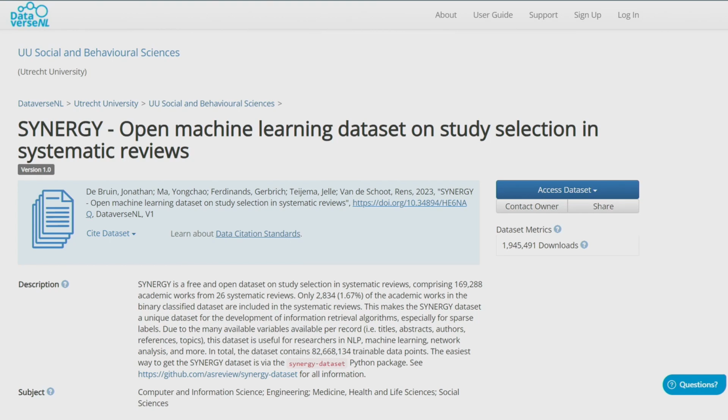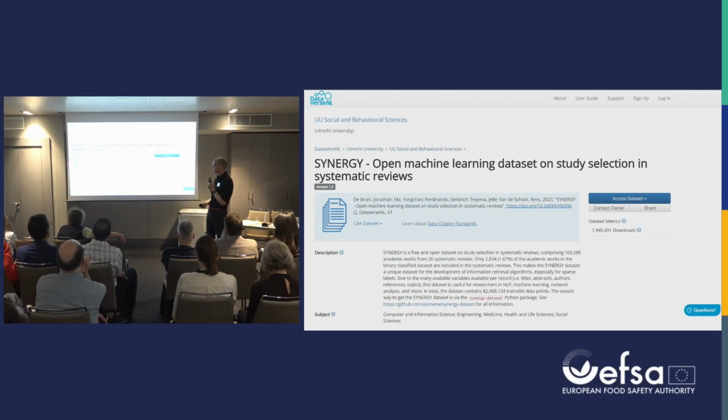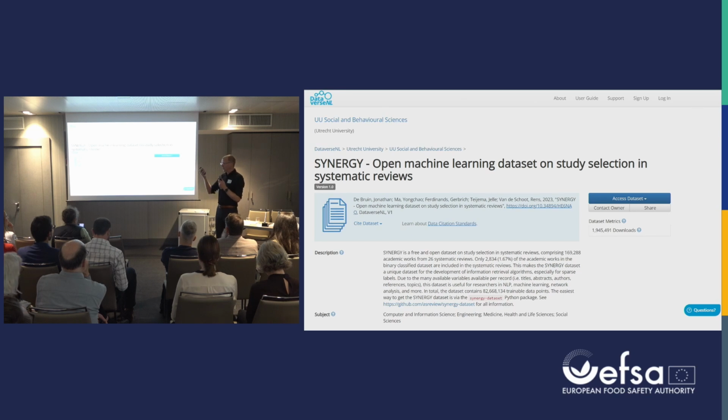So what we do in our lab, we also provide all kinds of open data sets. So this is a collection of 26 labeled data sets. Some people are using it, well, almost 2 million downloads. So this is one of the new standards in benchmark testing. So here we have 26 labeled systematic reviews from all over the world. So we were just scraping for data. And with data, I mean the records screened for a systematic review.